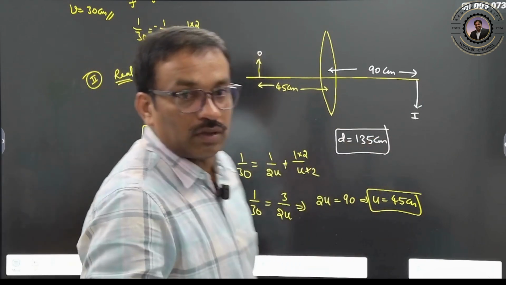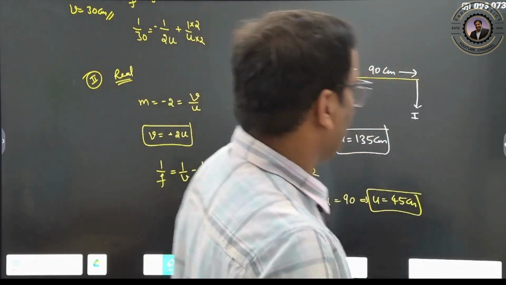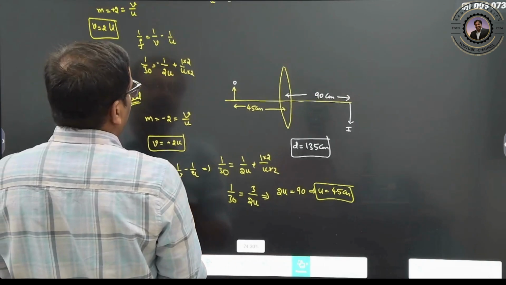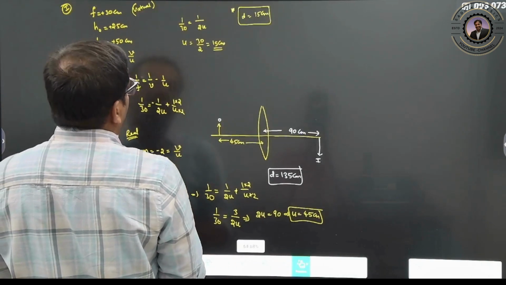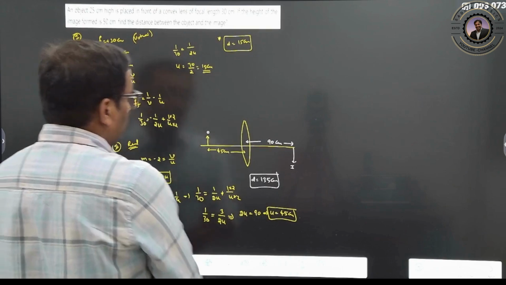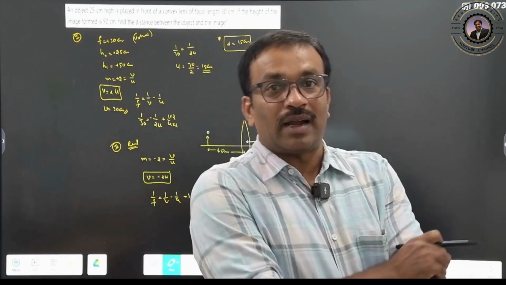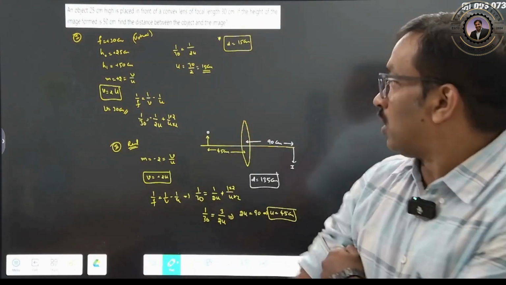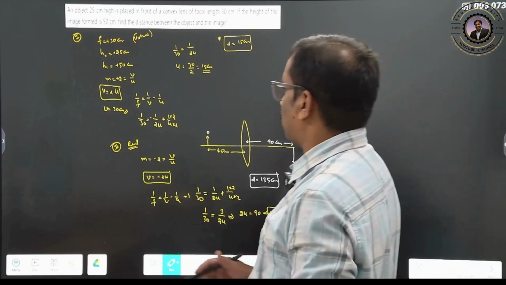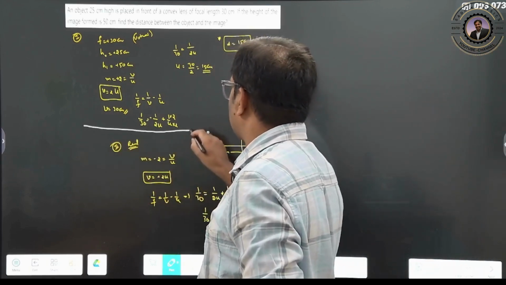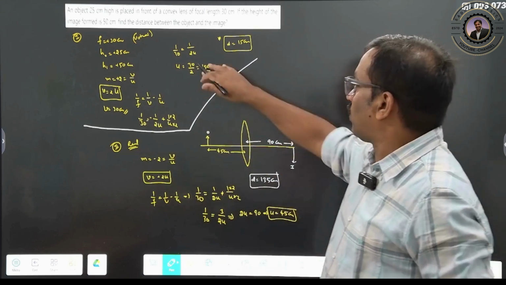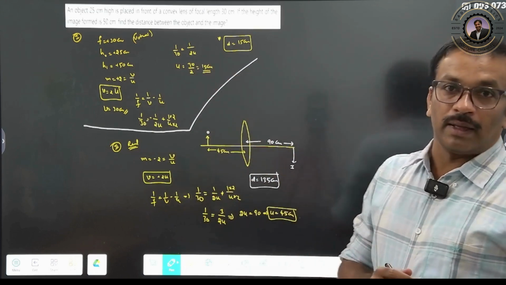Clear? So in this way, the learning here is that if you want to calculate the distance between the object and image, please don't use any sign conventions. I think you understood how important it is to understand the formation of image by the lenses. So in this way we can have two questions here. This is one question, this is another question. This is for virtual, this is for real. Clear?